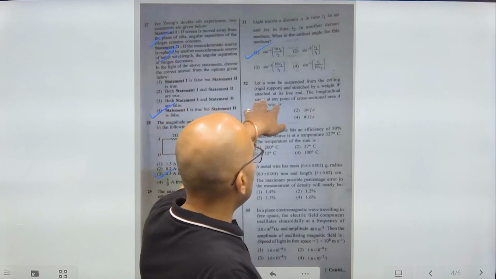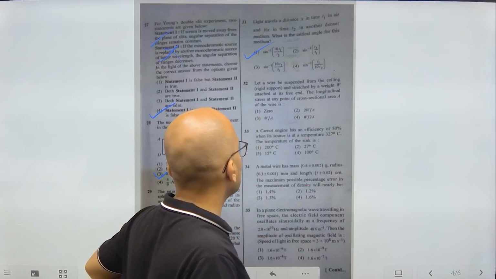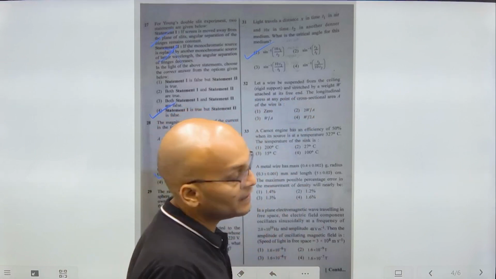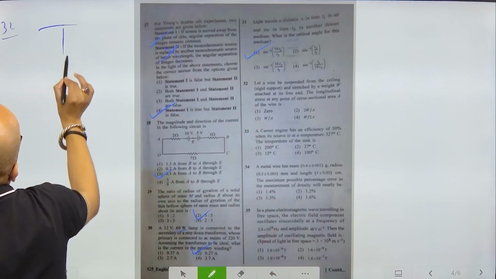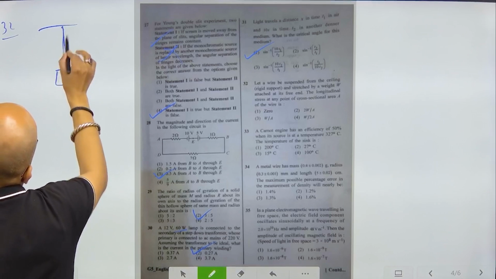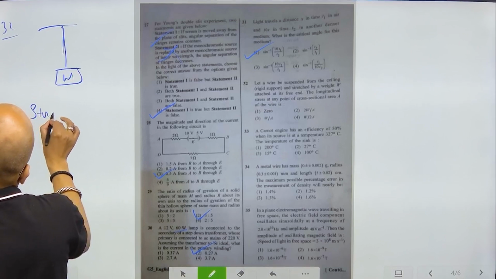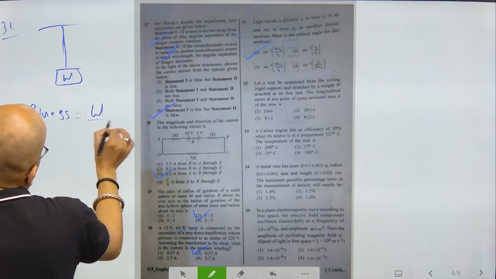Okay. So a wire suspended from a ceiling, from a rigid support and stressed by a weight W attached to its free end, the longitudinal stress. Directly asking longitudinal stress. What will be the stress? Stress is force upon area. Here weight is applying the force, area is A.